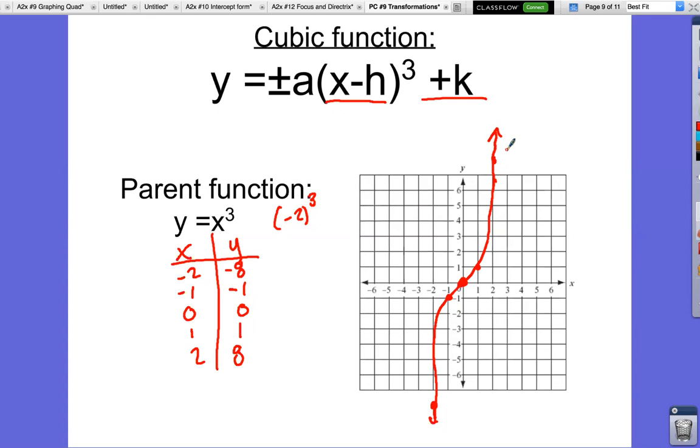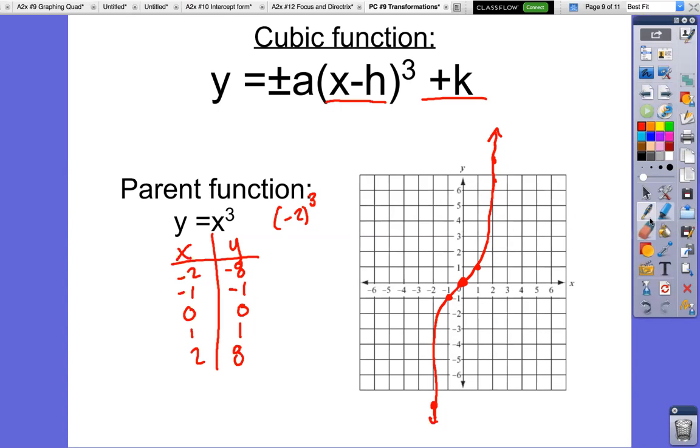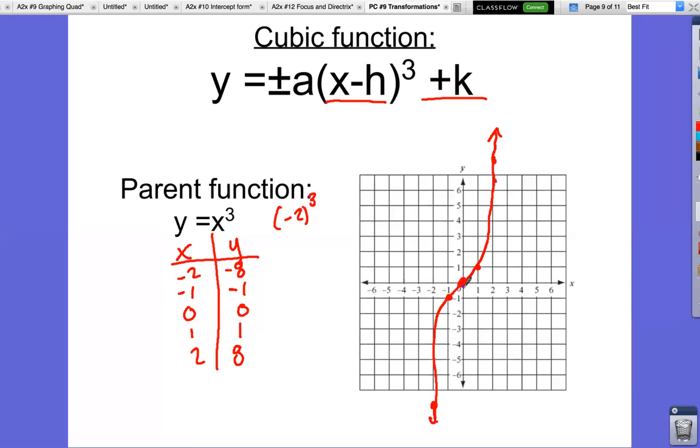There you go. By the way, if this is being stretched, if you have a coefficient for A that's greater than 1, what's going to happen is that first step is just going to go up a lot quicker. So a stretch of this would look something where it looks like it's less of a turn. It would look something like that. A compression would be something like this. Any questions?